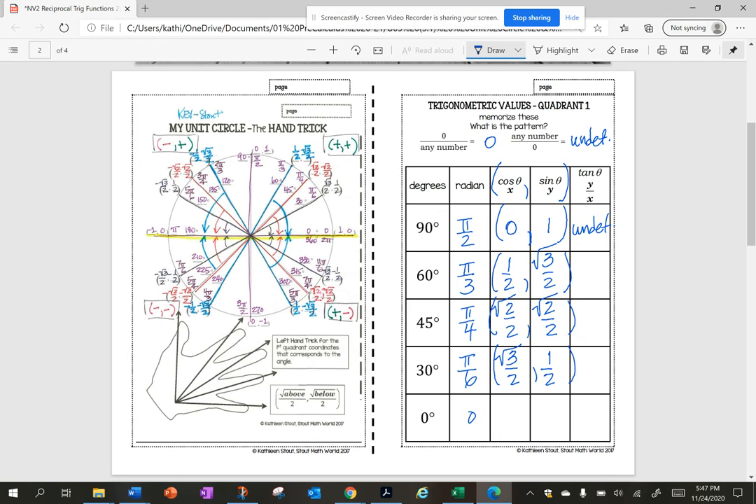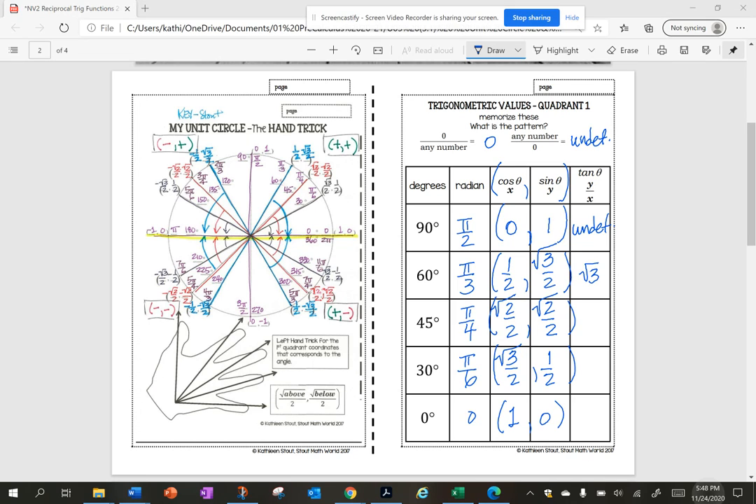At 0 degrees, I'm on the right there. X is 1, y is 0. Okay, to find the tangents, I'm just doing y divided by x. So the square root of 3 over 2 divided by 1 over 2 is just the square root of 3.